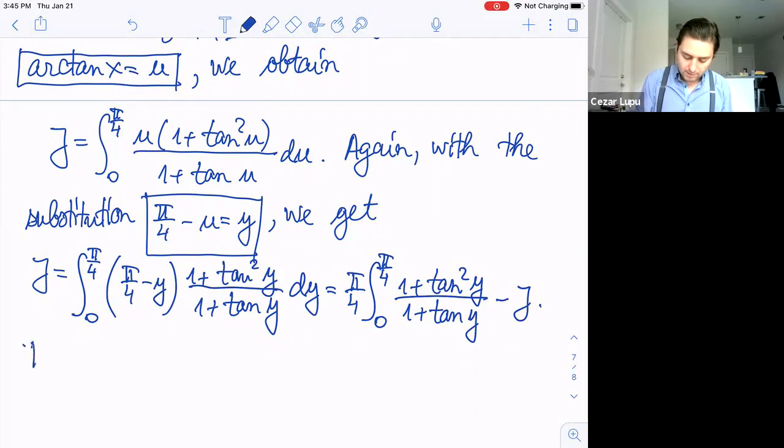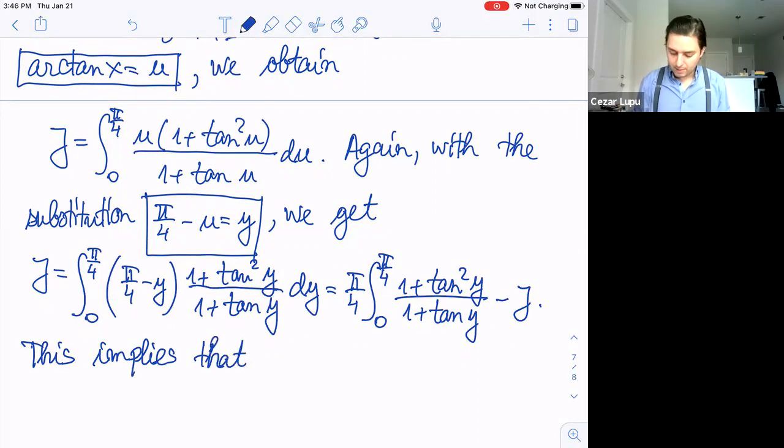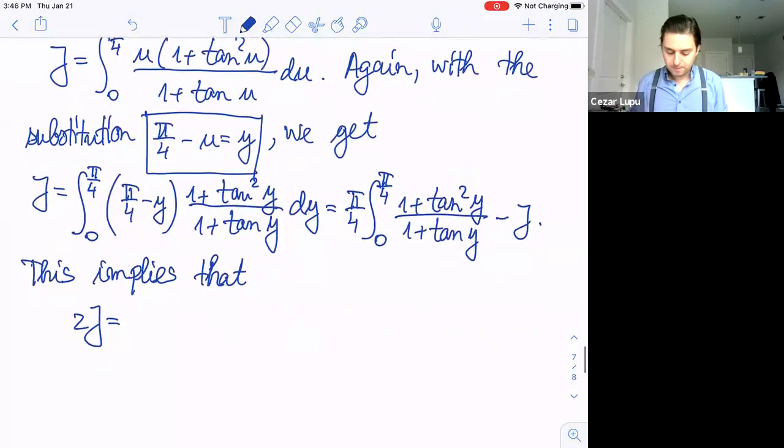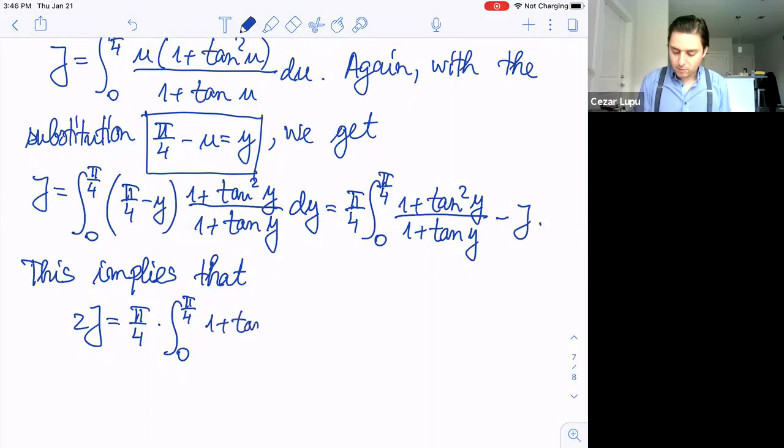So finally, this implies that 2J will be equal to pi over 4 times the integral from 0 to pi over 4 of (1 plus tangent squared of y) over (1 plus tangent of y) dy.